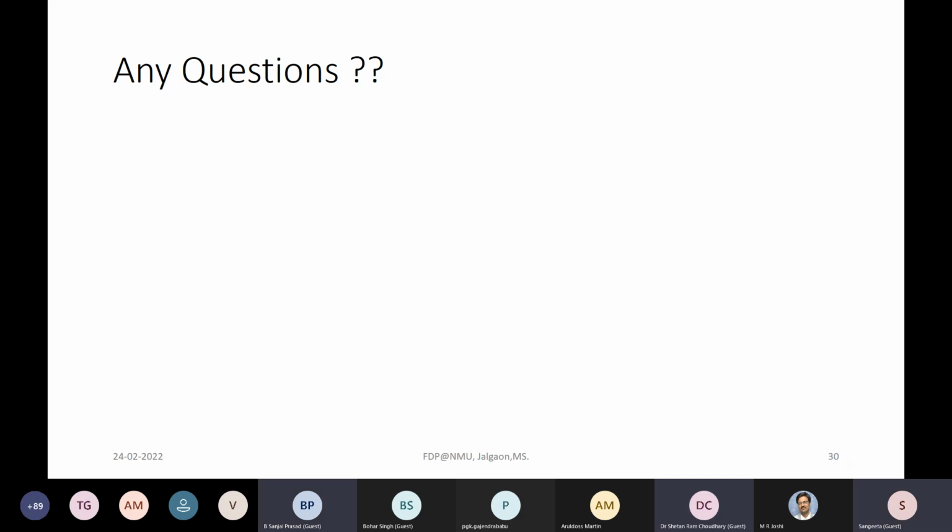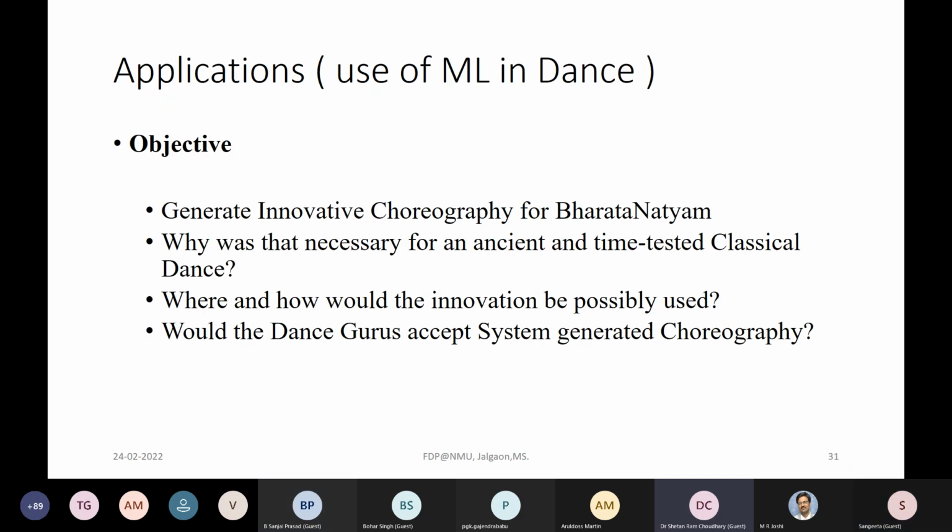No questions, madam. Okay. So let us go to machine learning in dance, which is close to my heart. And of course, Professor Joshi. What was the objective of this research work? To generate innovative choreography for Indian classical dance, Bharatanatyam.